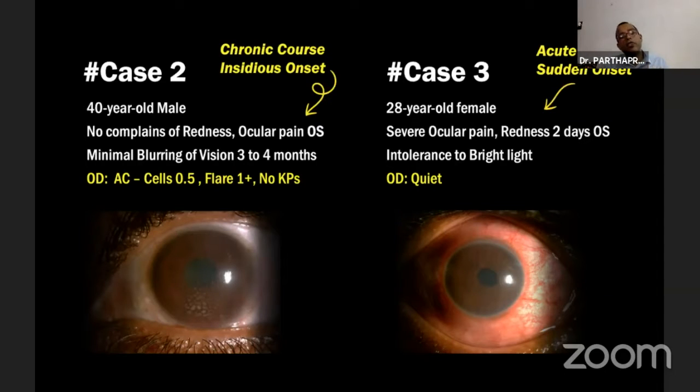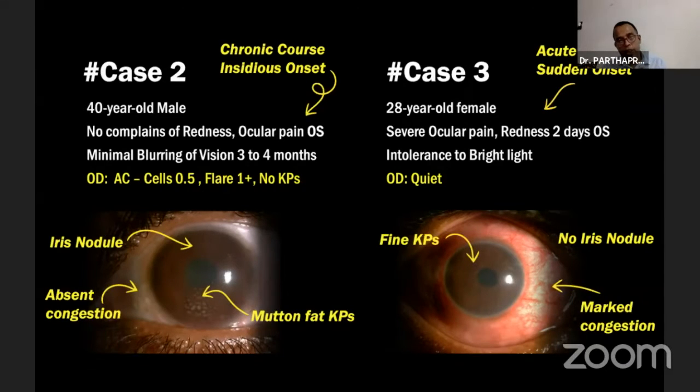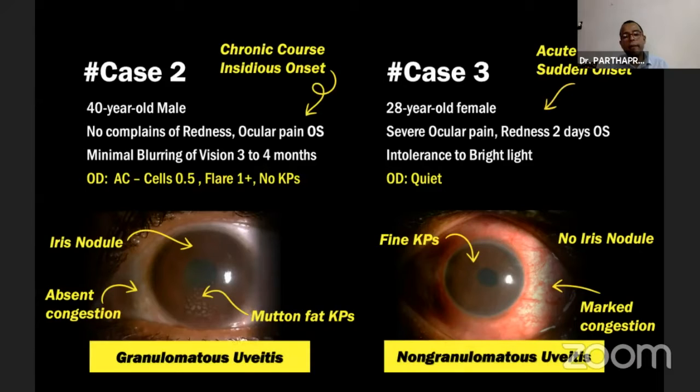The first case, from the history, you can make out it has a chronic course and insidious onset. That means the patient is not aware how the disease has started. The second case has an acute course and a sudden onset. And when you further examine, you can see the iris nodule in the first case, absence of congestion, and there are a lot of mutton fat KPs. Whereas in the second case, there is marked congestion of the eye, very few fine KPs, no iris nodule. So you can easily make out that it's a case of granulomatous uveitis and the lady is having a non-granulomatous uveitis.